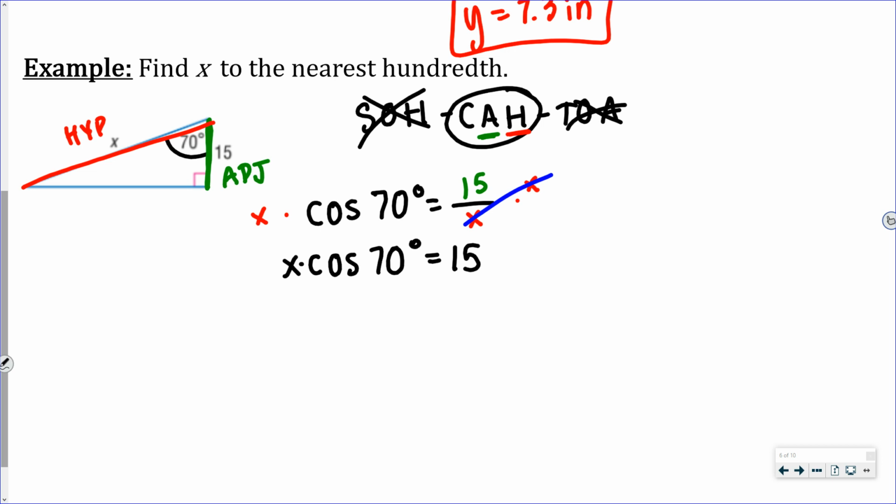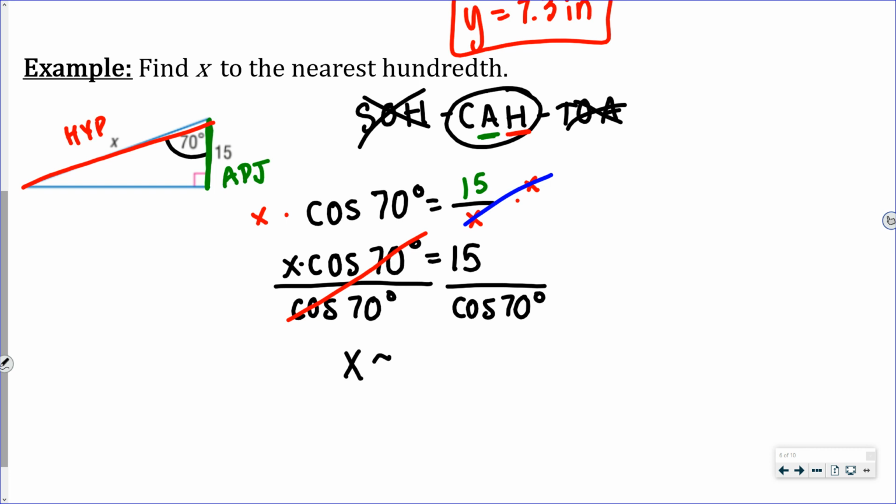Now, picture if this was like x times 7 equals 15. How would you solve in that case? We would divide by 7. So here I'm just going to divide by the cosine of 70 degrees. I would get rid of this. And this I can type in my calculator. I can take 15 divided by the cosine of 70 degrees. We're going to round here, so I'm using my approximate symbol.